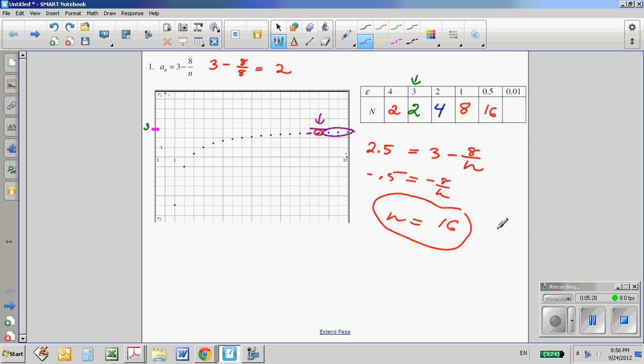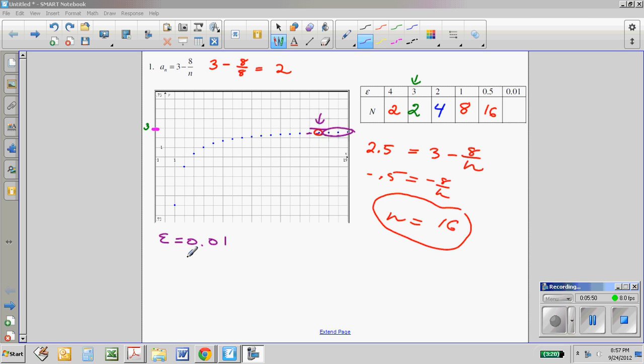And then the last one is also going to be done algebraically because when you're getting to the really small epsilon values, you really can't see from the picture clearly which n value it is. So this is where you either want to use the table on your calculator or you want to algebraically solve it. So I'm going to pause it and do the solution.